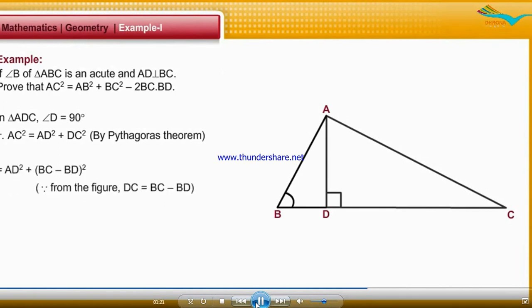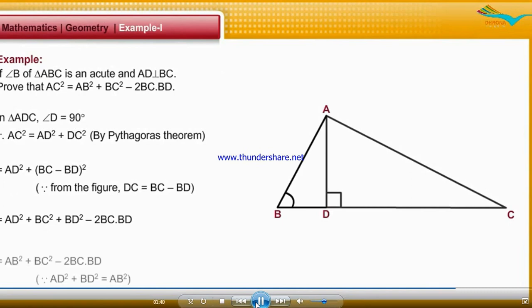From the figure, we have DC is equal to the difference between BC and BD. Let's substitute DC is equal to BC minus BD in the equation. By expanding BC minus BD whole square and on simplification, we get AB square plus BC square minus 2BC into BD, since AD square plus BD square is equal to AB square. Hence proved.